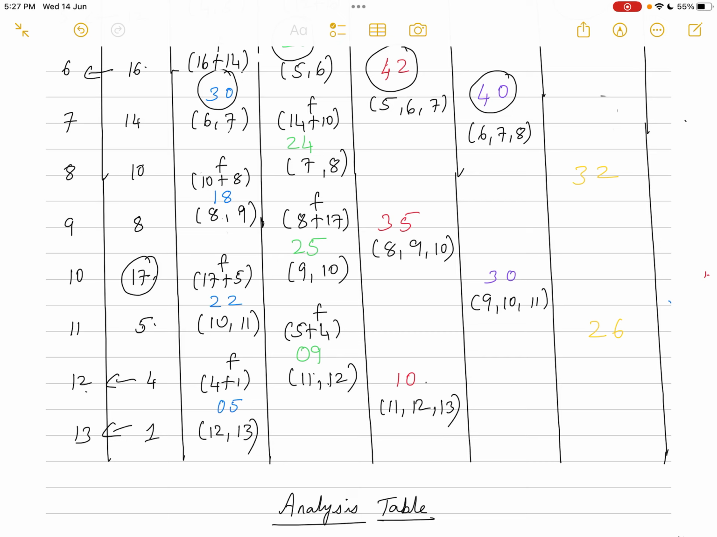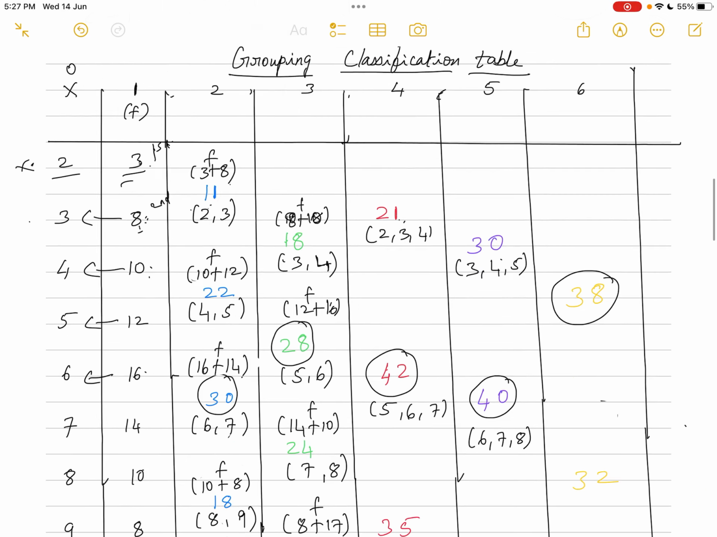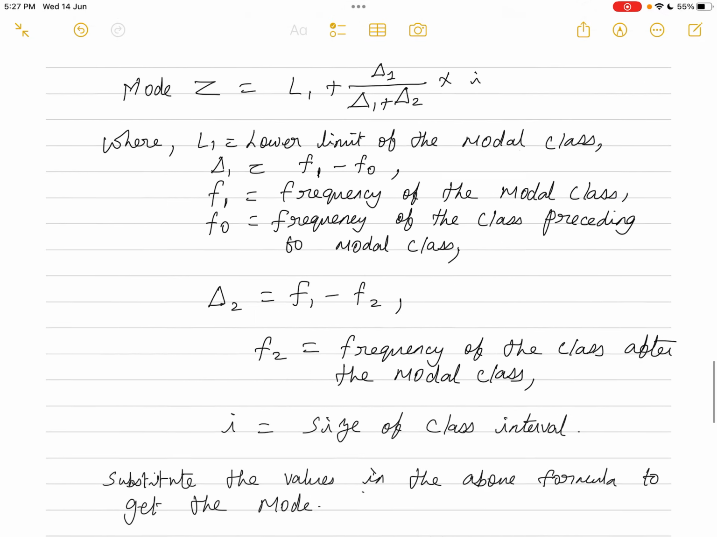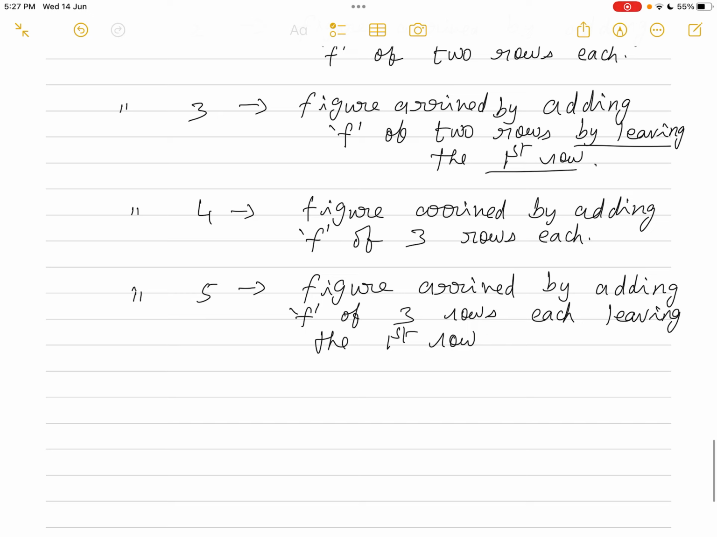Okay, so the last remaining only 2. If you are not able to add the remaining, we have to add 3 rows each. But now only 12 and 13 is left over. So you can leave it like that. You need not add that. So this is as far as column 5 is concerned.